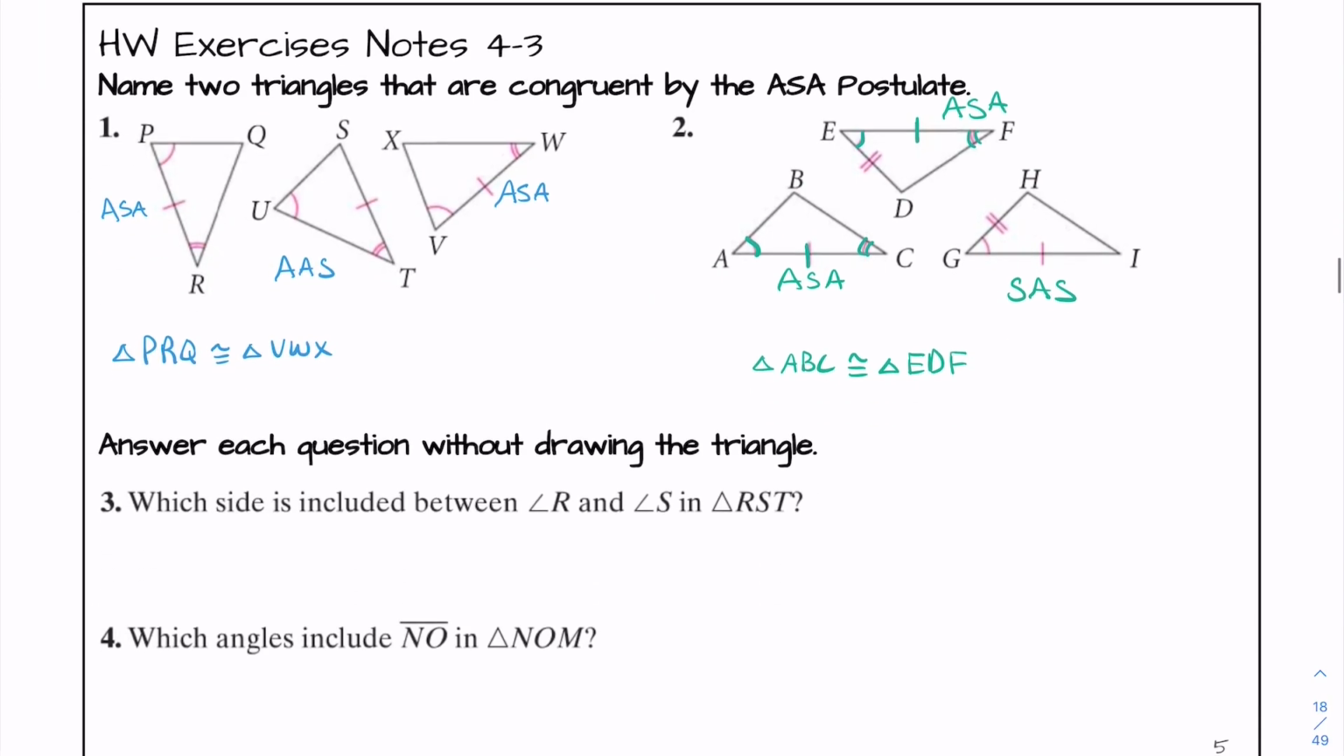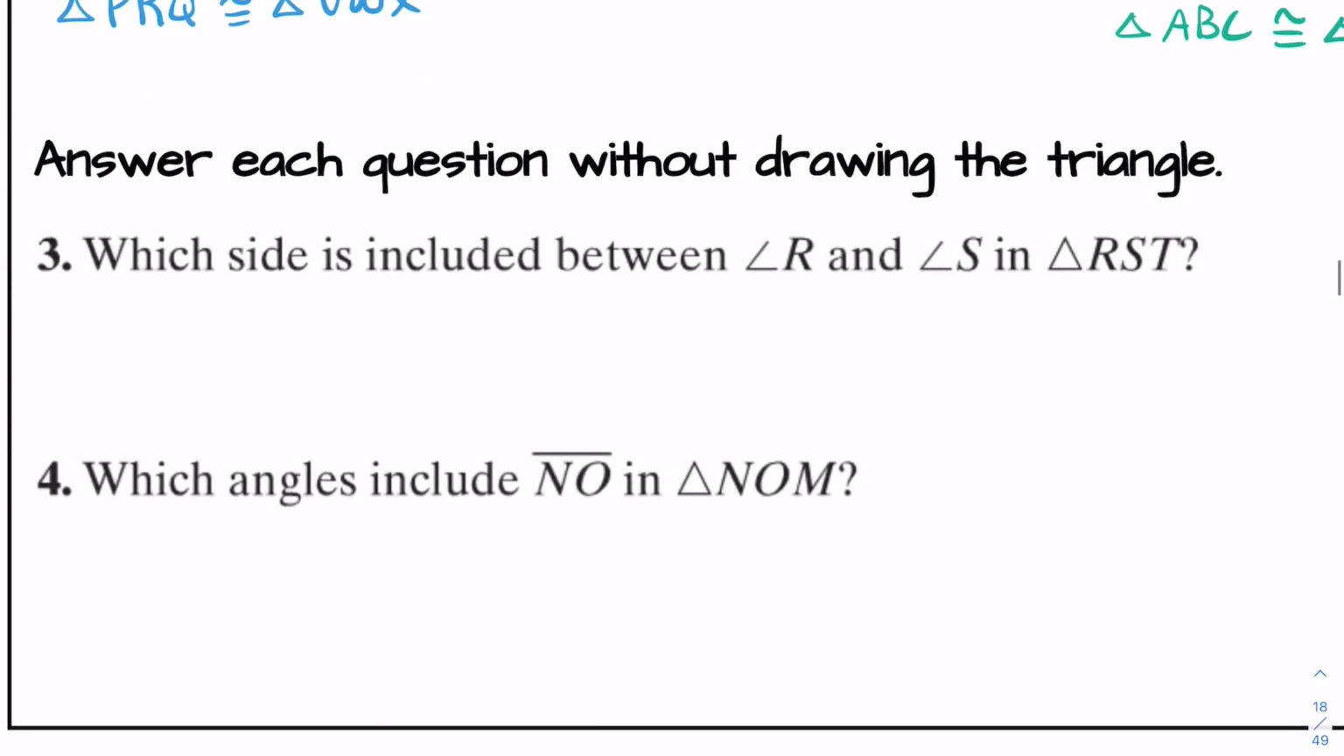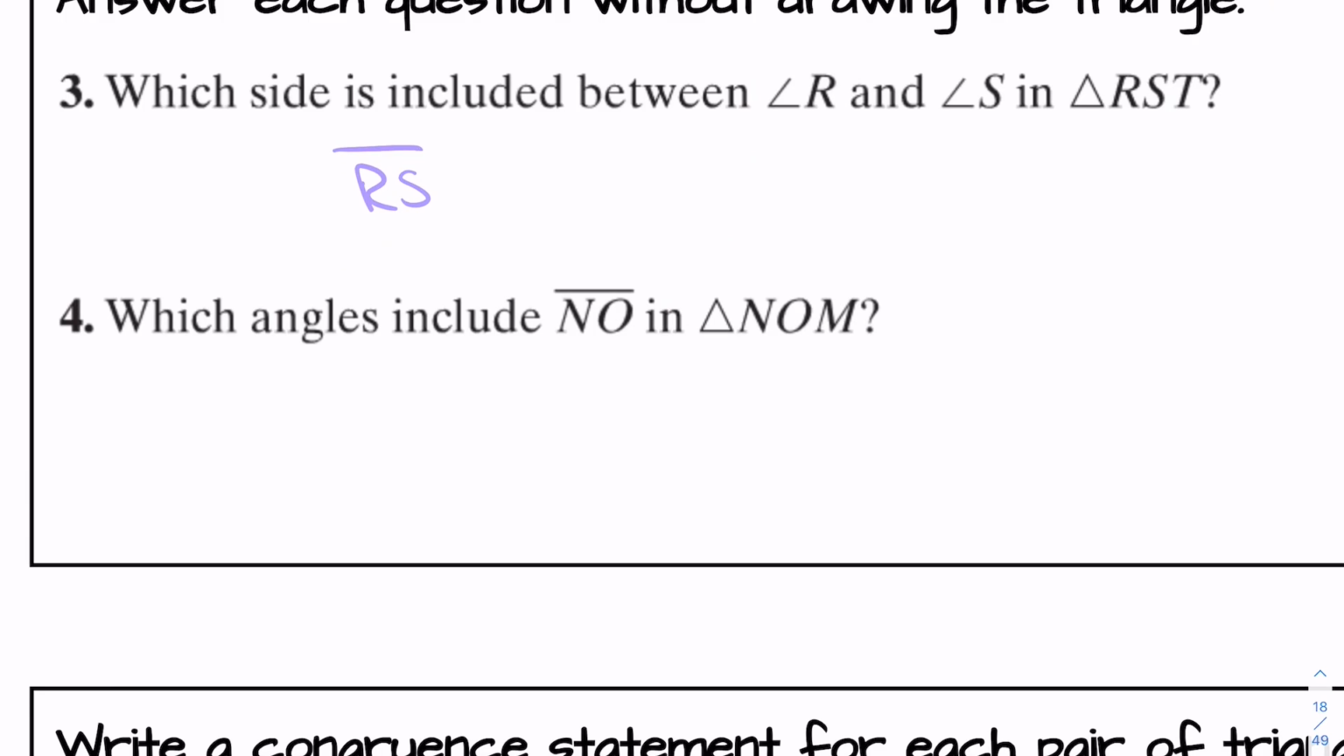Okay. Answer each question without drawing the triangle. That's okay, I don't need it. Which side is included between angle R and angle S? Well, if angle R and angle S are the angles, then the side between them has to be RS. So it is side RS. Which angles include side NO? So it is angle N and it's angle O. And that's it for that one.